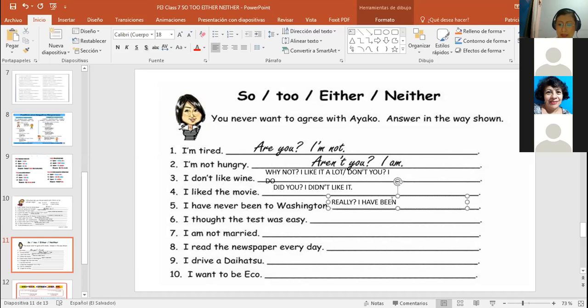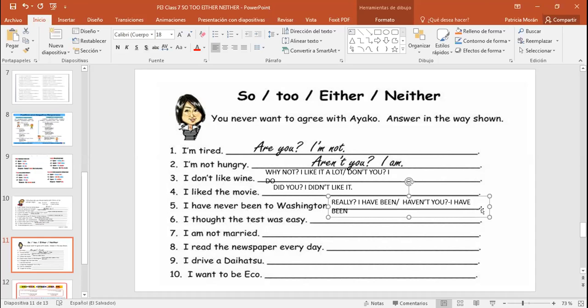Excuse me, teacher. We can say in this case, haven't you? Yes. Haven't you? Esa es la otra forma. Haven't you? I have been. Es como nunca has estado, nunca has ido. Yo sí. Ahí. Let's see. Yes, that's right. That's the way it is.